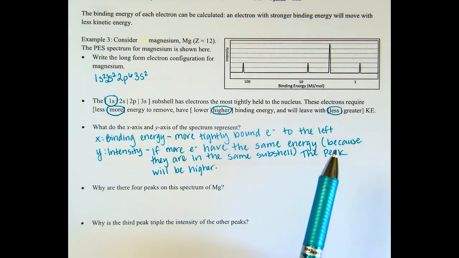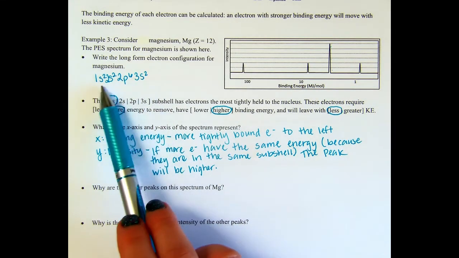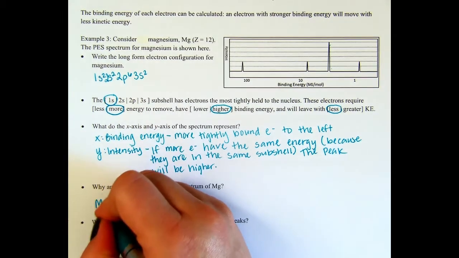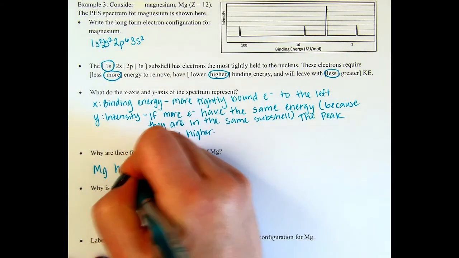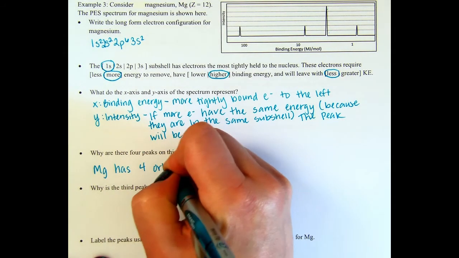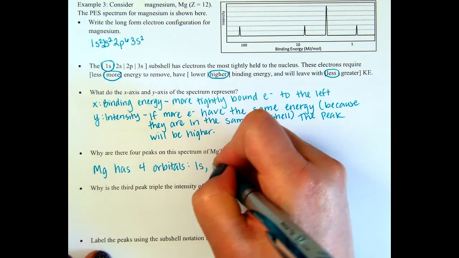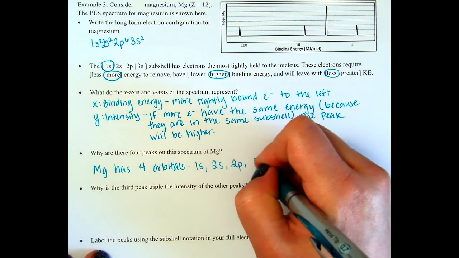Okay, the answer for that one is, it has 4 peaks because there's 4 orbitals, the 1s, 2s, 2p, and 3s. So magnesium has 4 orbitals. So these are the 1s, 2s, 2p, and 3s.